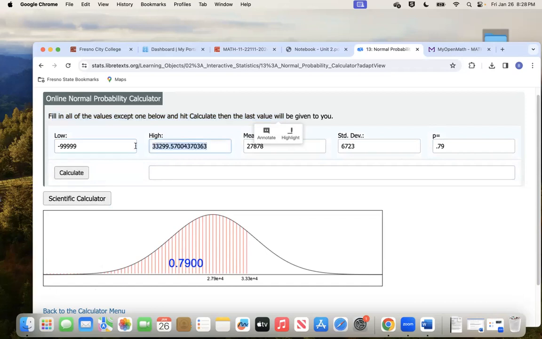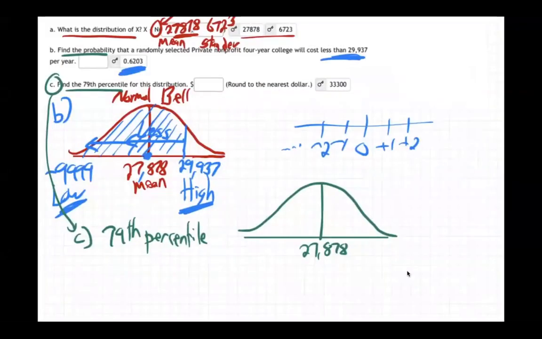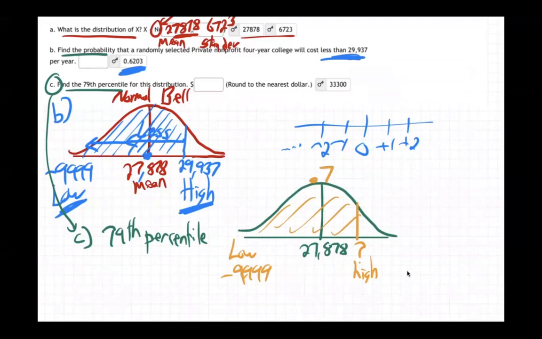And we found that high. There's our answer right there. Let's round it to the nearest dollar. I'll show that answer. And so there's that answer, 33,300. So again, what we did, this is the high. And this is the low, again, negative 9999 is plenty. And this is 0.79, meaning this college is at the 79th percentile. A college that costs 33,300 a year. If your college costs that, it's at the 79th percentile. And so there we go.